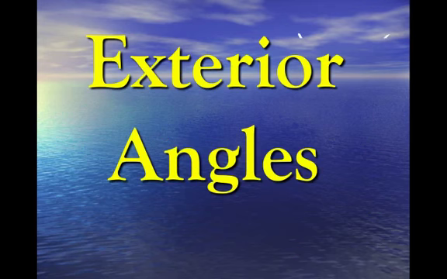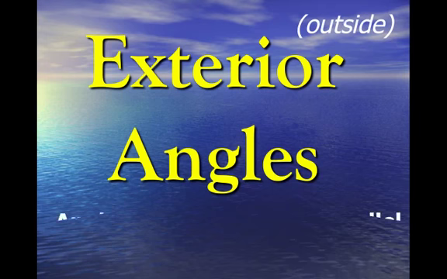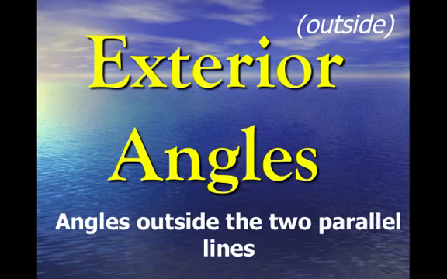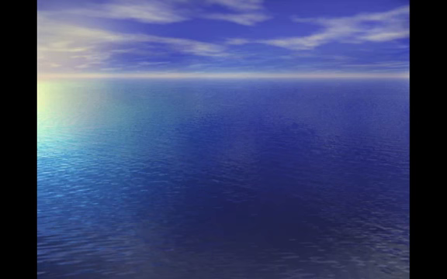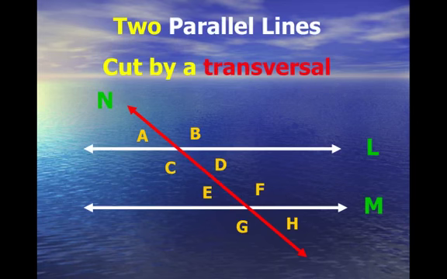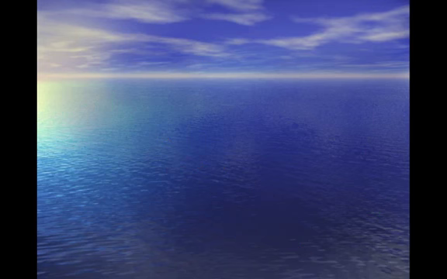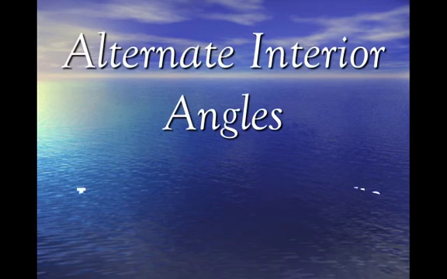The other vocabulary term that pops up here is exterior, or outside, angles, and these are the 4 angles on the outside of the two parallel lines. So if I go back to my model, I take a look at the 8 angles that are being formed. My exterior angles are A and B, and last but not least, G and H. These are considered my exterior angles. Now, what I do with the interior and exterior angles is what happens in my next 2 vocabulary terms.